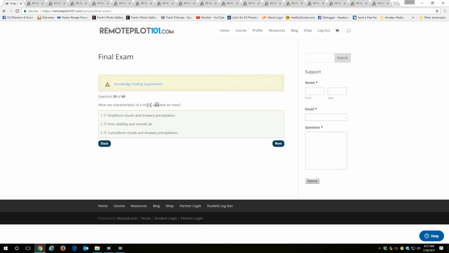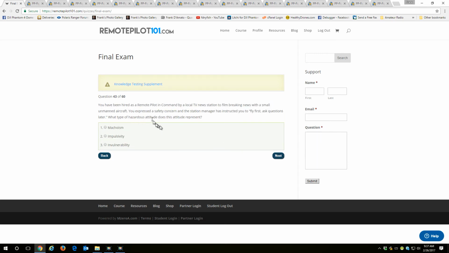What are characteristics of a moist, unstable air mass? Cumulonimbus clouds. Nimbus is a rain cloud. What types of fog depend on wind in order to exist? Convection and upslope. What kind of air would you expect over a barren area on a hot day? Unstable air.